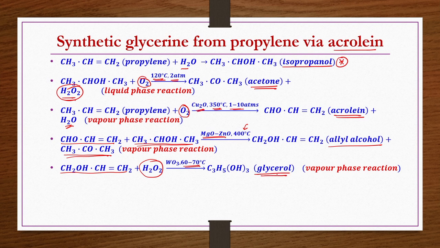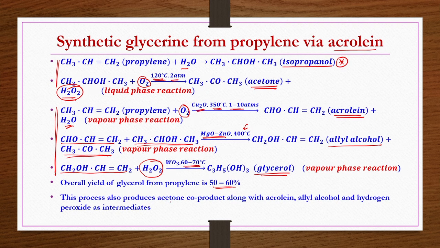So, out of these 5 reactions, these 3 reactions are vapor phase reactions, whereas the remaining are liquid phase reactions. Overall yield of glycerol from propylene is approximately 50 to 60%. This process also produces acetone as a co-product along with acrolein, allyl alcohol and hydrogen peroxide as intermediates. Right? So, this is the second approach to get synthetic glycerol using propylene.